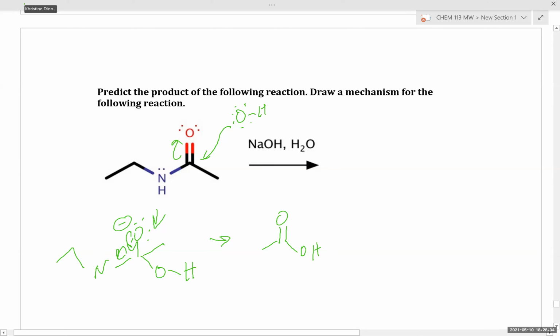Would we be able to show that last proton transfer step? Because we're unlikely under the reaction conditions to have a carboxylic acid in the presence of sodium hydroxide, nor in the presence of the amide. So the mechanism looks great so far. No worries. Would anyone like to try to finish the mechanism by showing that last proton transfer step?